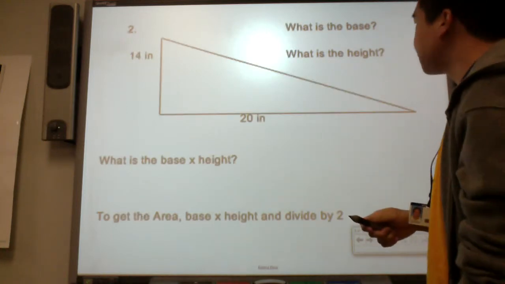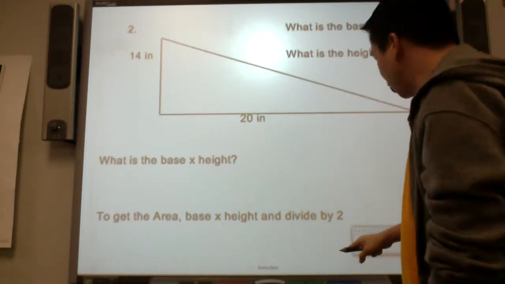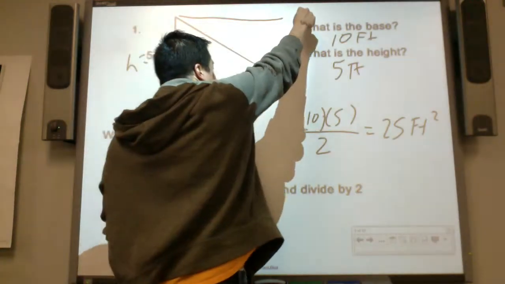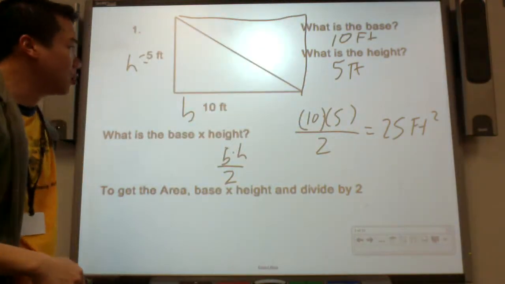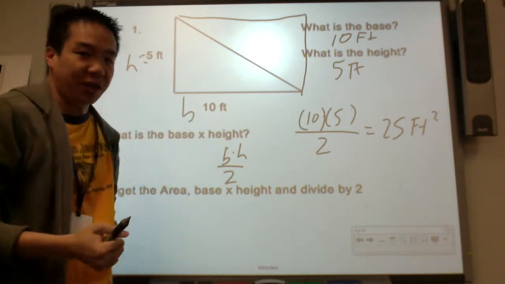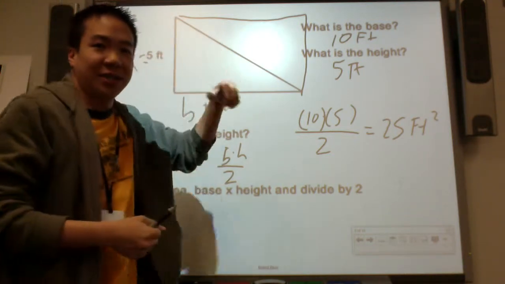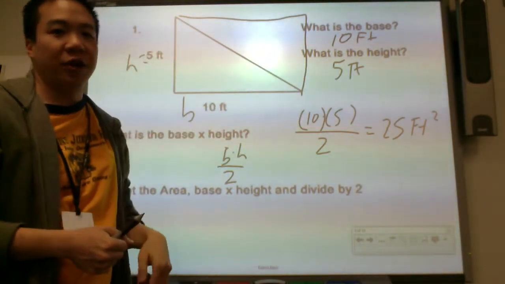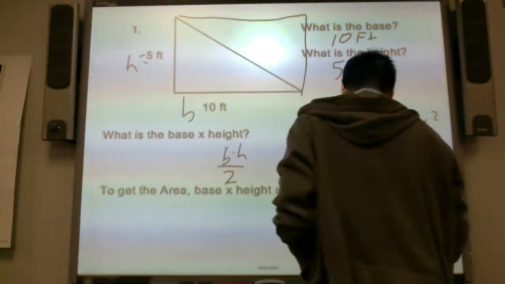Next triangle. Oh, let's go back again. So why are we dividing by 2? This is really a rectangle right here. You see that rectangle right there? So you're doing 10 times 5 is 50. A triangle, if we decompose it or break it into two parts, that's where you get your triangle from. That's why we're dividing by 2.